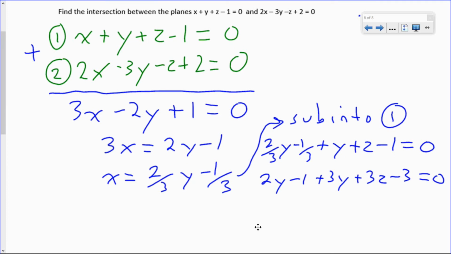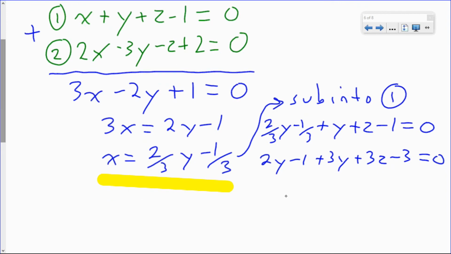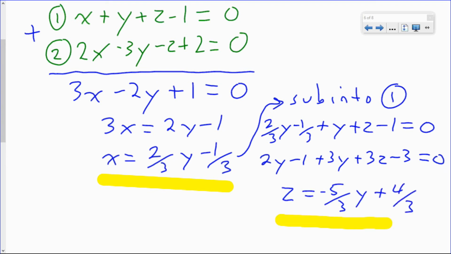Well, notice that in this equation, we have x is 2/3 y minus 1/3. It'd be really nice if we could then solve this equation the same way, which means we're going to solve for z, so we can also express z in terms of y. If you do that, you will get z equals negative 5/3 y plus 4/3. So now instead of solving for x and y in terms of z, I've solved for x and z in terms of y.